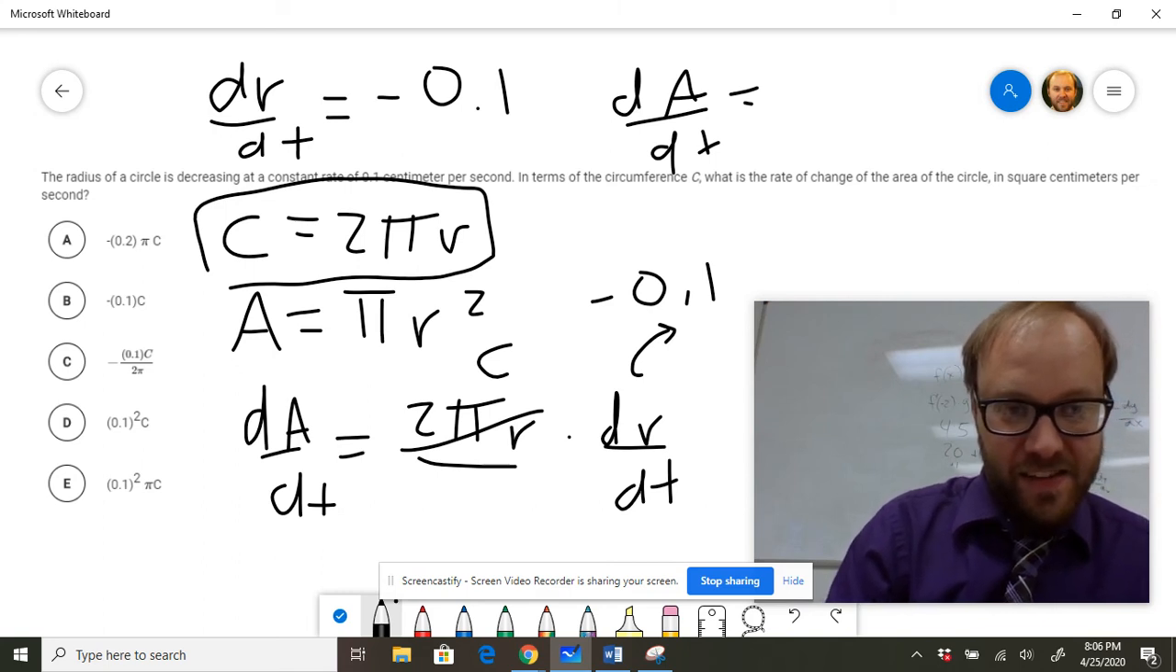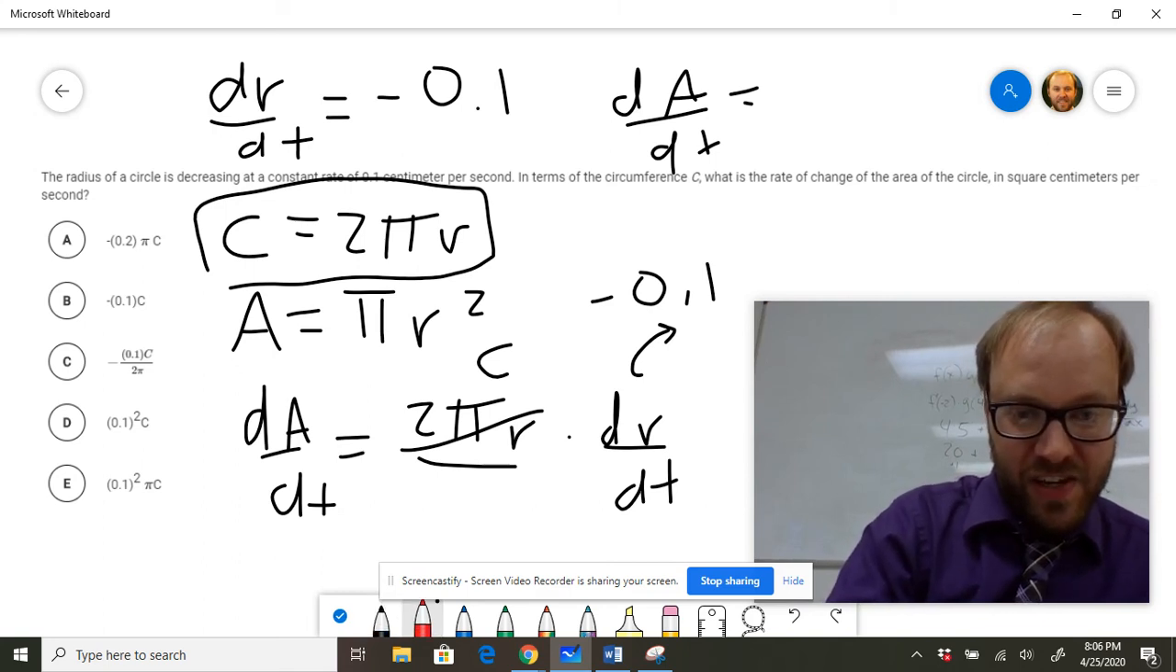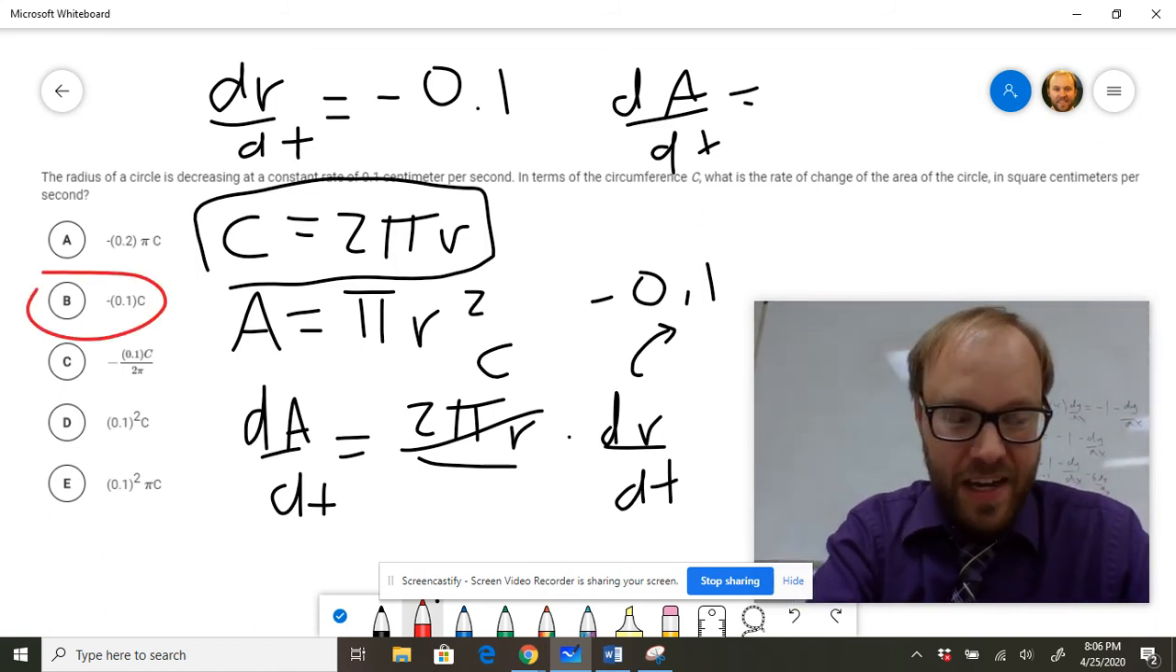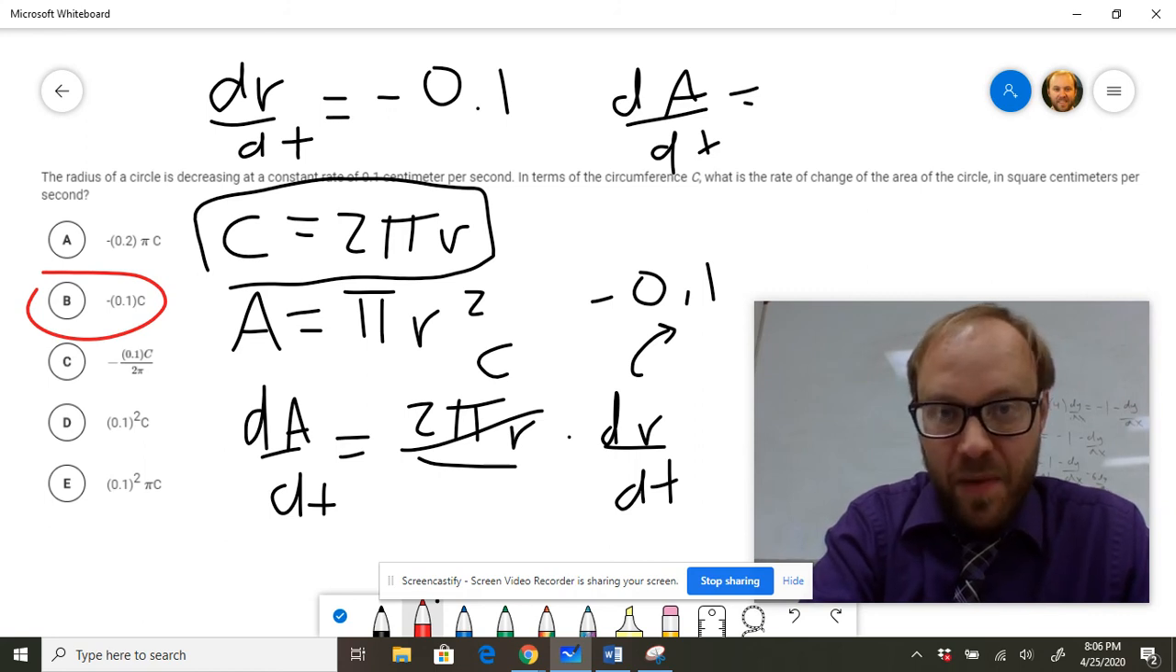And let's see if that's a choice. Yes, that is in fact a choice. That's option B. I wasn't exactly sure where that was going. I thought maybe I was going to have to take the derivative of C with respect to t and do some kind of substitution in place of something else. But if they mention multiple equations, try to figure out which one you need to take your derivative of. And I knew in this case because they were talking about the rate of change of the area.